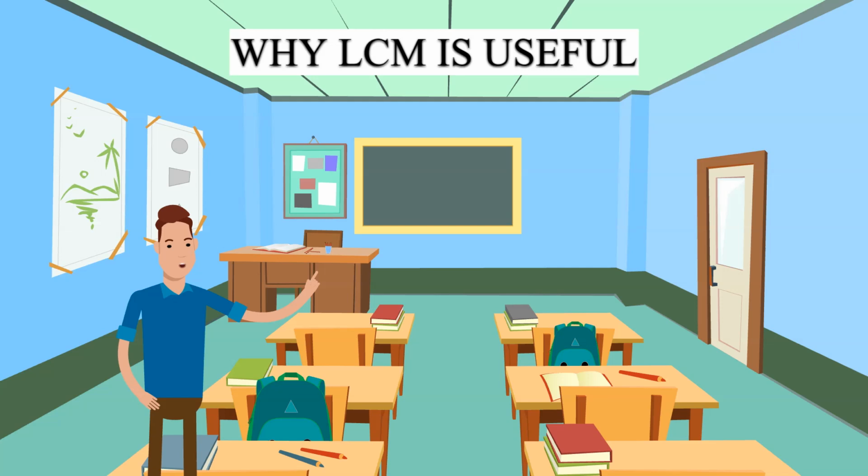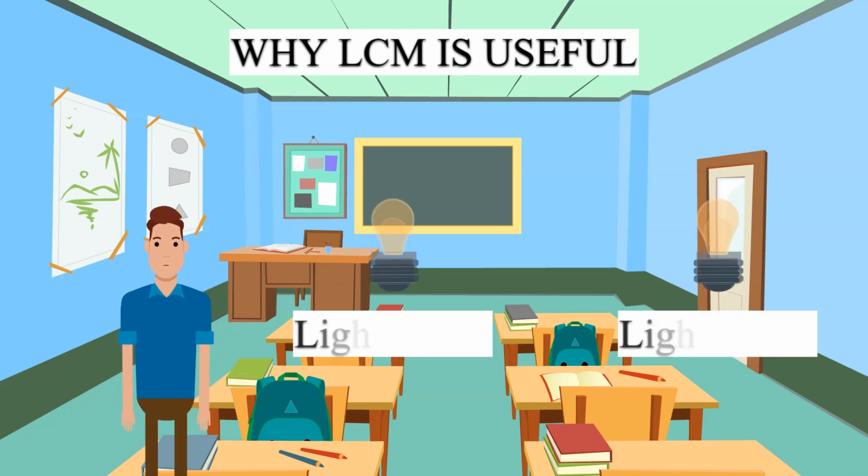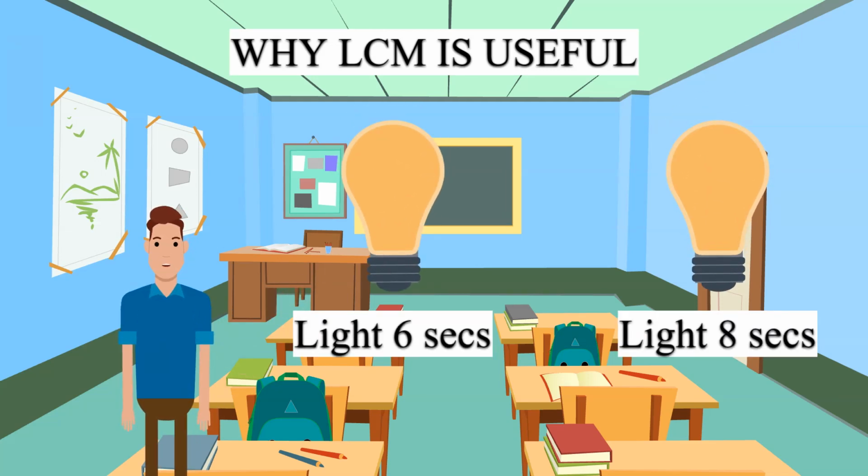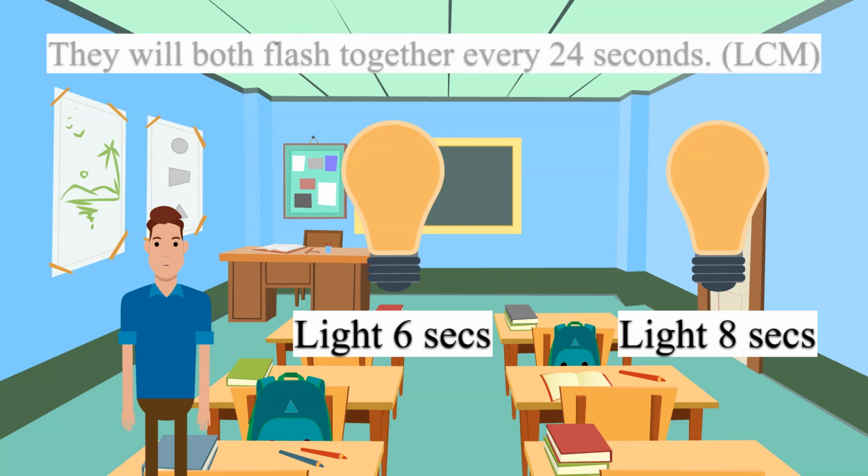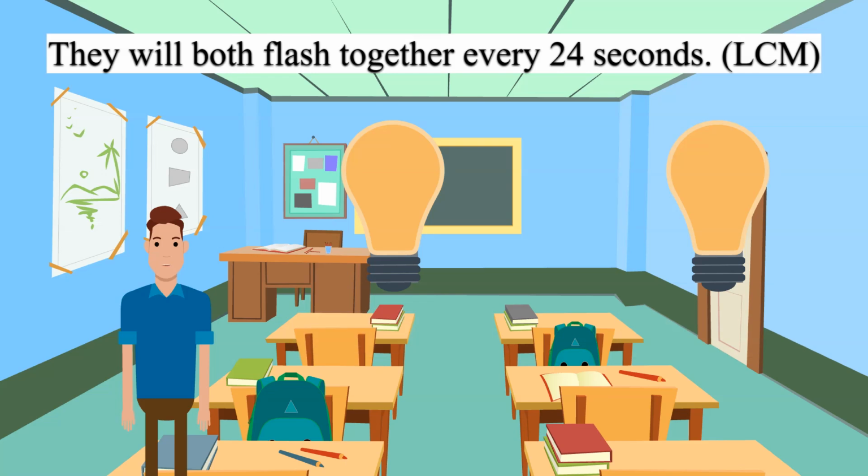LCM is useful for finding when repeating events happen together. Imagine one light flashes every 6 seconds and another flashes every 8 seconds. They will both flash together every 24 seconds. That's the lowest common multiple.